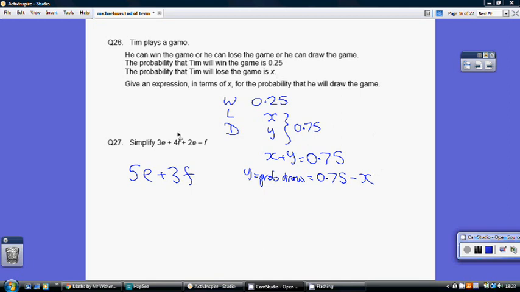Question 27. To simplify this, we've got to gather up the e's and gather up the f's. The e's is easy. 3e plus 2e is simply 5e. Now we've got to be a bit more careful with the f's. 4f take away f is 3f. That's plus 3f. So our final answer is 5e plus 3f.